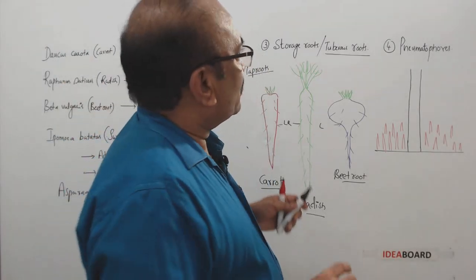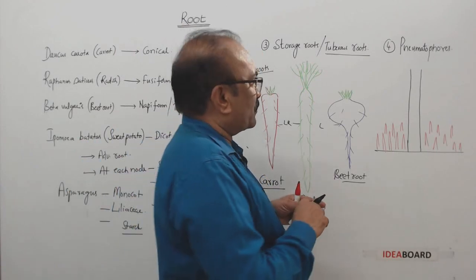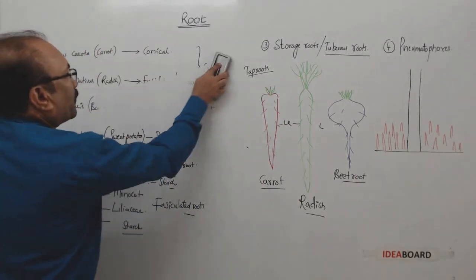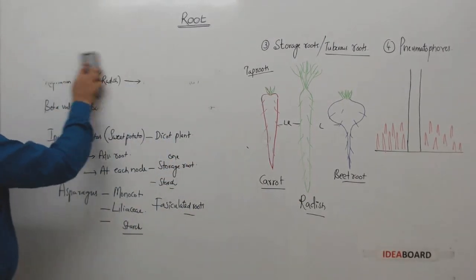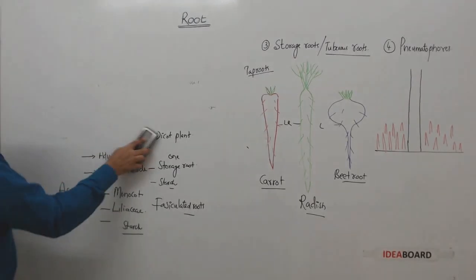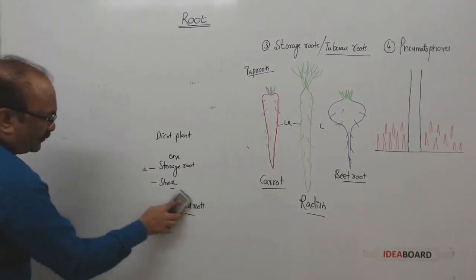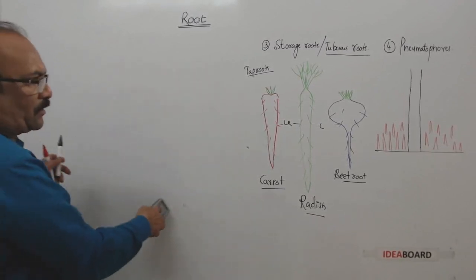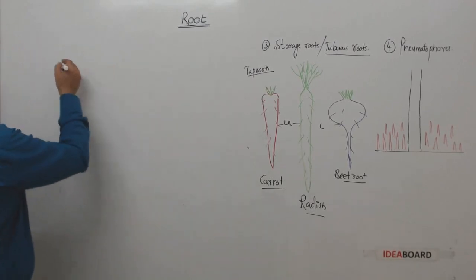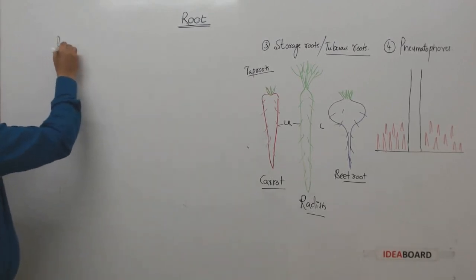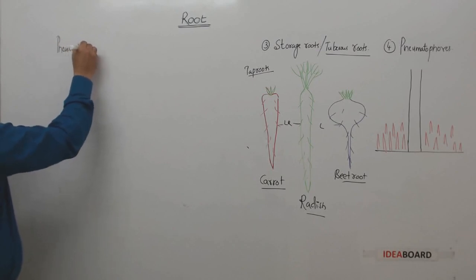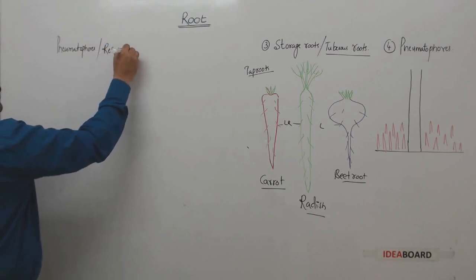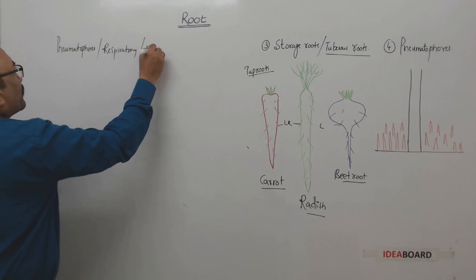And now let us see the fourth one, pneumatophores. These pneumatophores are also called respiratory roots or breathing roots.